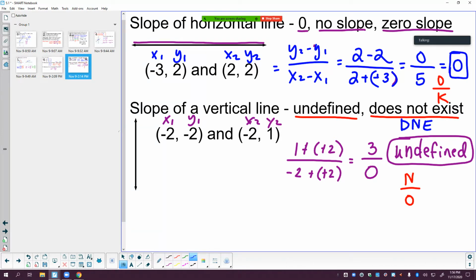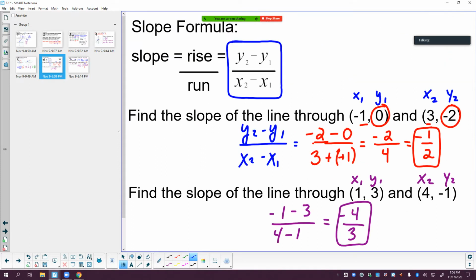Now, that's all about slope. So that is all for the notes. You definitely need to make sure you have this formula written down right here. Slope formula. You for sure need to have that. So I'll leave that up there for a second so that you guys can write that down.